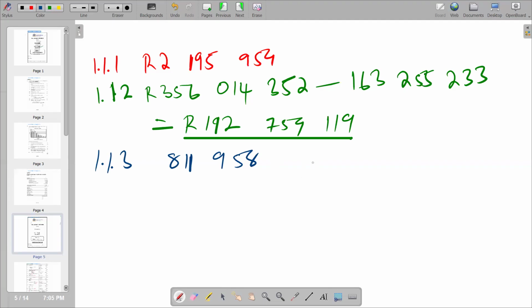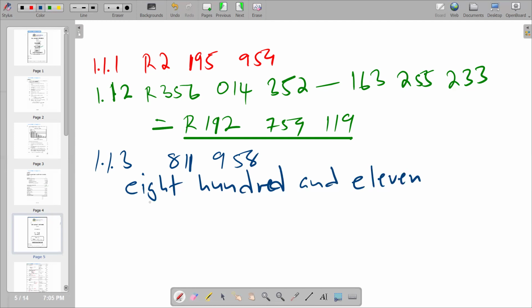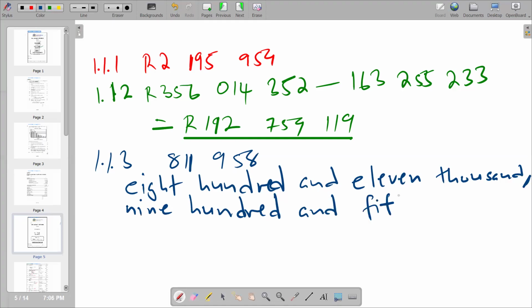So writing it down, we are going to say eight hundred and eleven thousand, nine hundred and fifty-eight. That is what we have as we put it down in writing.